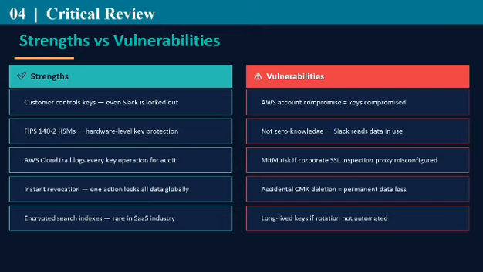The instant revocation feature is another strength. However, despite these strengths, there are still some vulnerabilities and operational risks. One major concern is AWS account compromise. Since the master keys are stored in the customer's AWS account, attackers who gain privileged AWS access could potentially misuse the encryption keys. Another limitation is that Slack EKM is not completely zero-knowledge encryption.